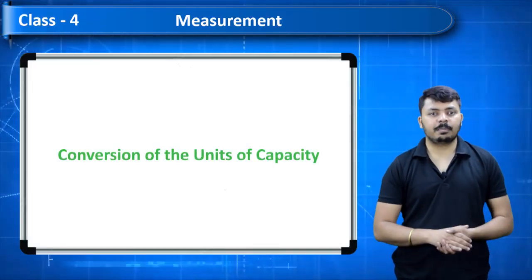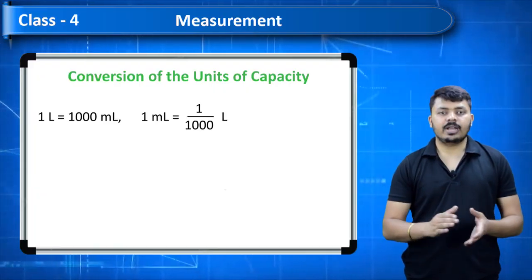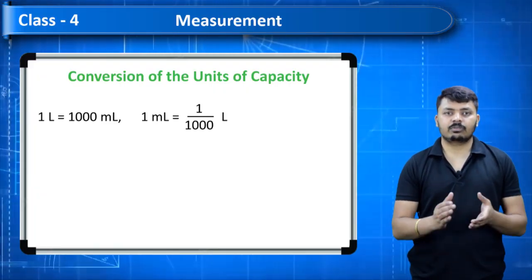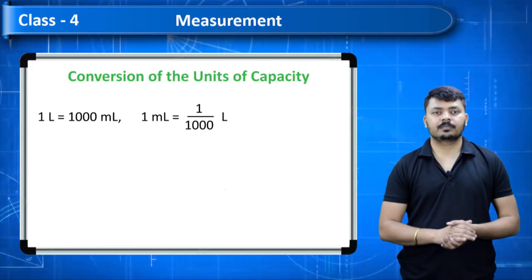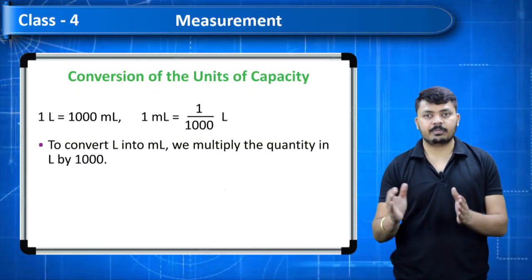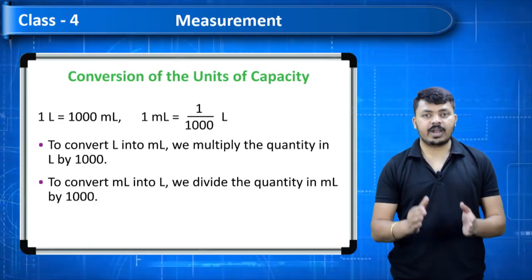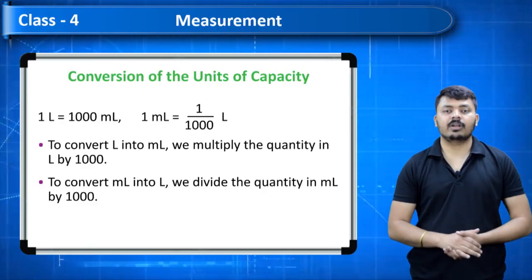Conversion of the units of capacity. 1 liter is equal to 1000 ml. 1 ml, that is 1 milliliter, is equal to 1 upon 1000 liter. To convert liter into milliliter, we multiply the quantity in liter by 1000. To convert milliliter into liter, we divide the quantity in milliliter by 1000.